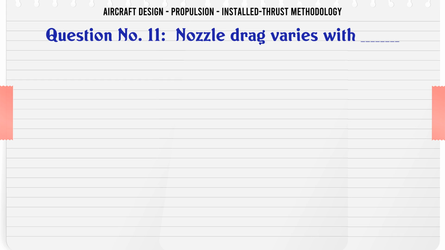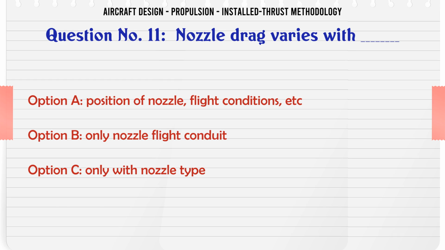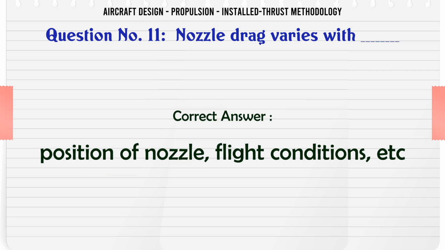Nozzle drag varies with A. Position of nozzle, flight conditions, etc. B. Only nozzle flight conduit. C. Only with nozzle type. D. Only with nozzle pressure at combustion chamber. The correct answer is position of nozzle, flight conditions, etc.